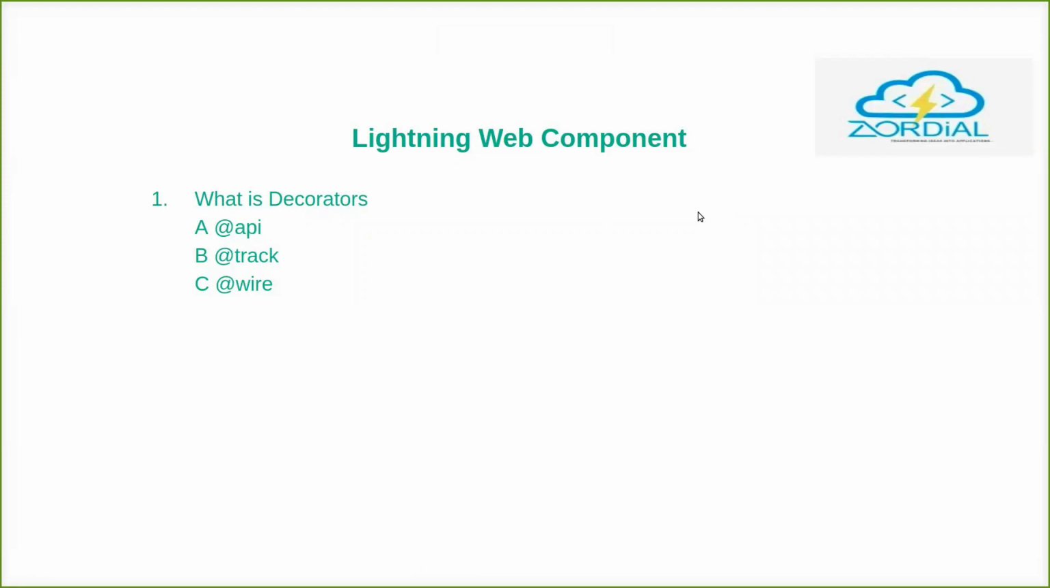So today we are going to learn what decorators are. Basically, there are three types of decorator: @api, @track, and @wire. So let's start with @api.